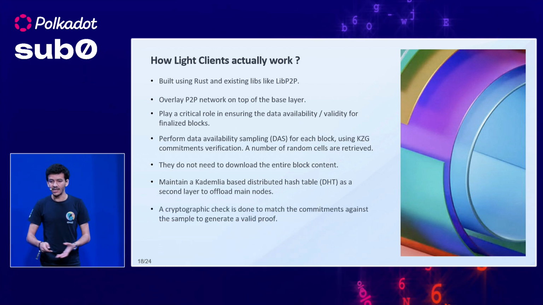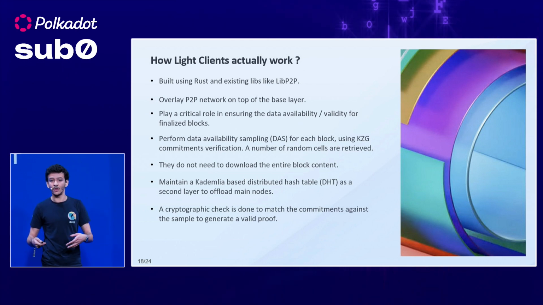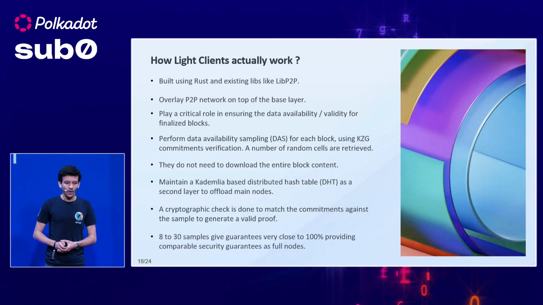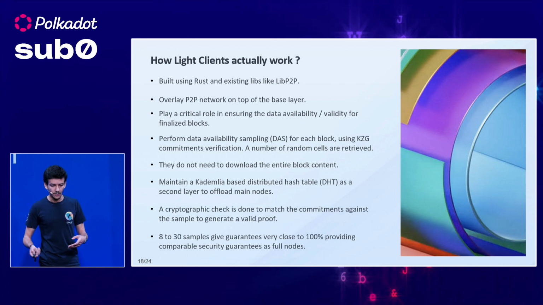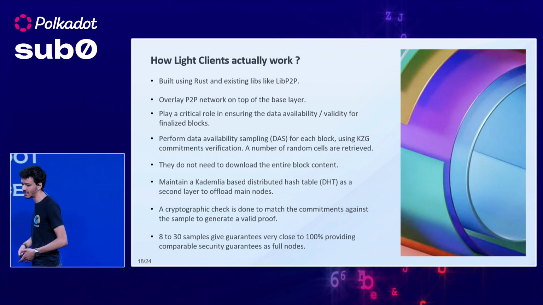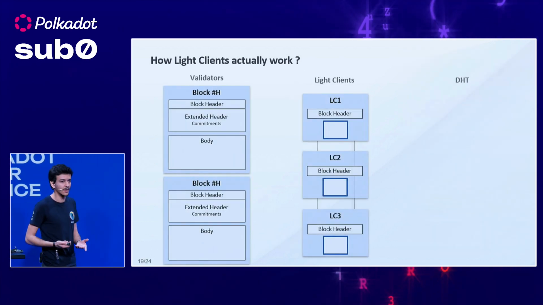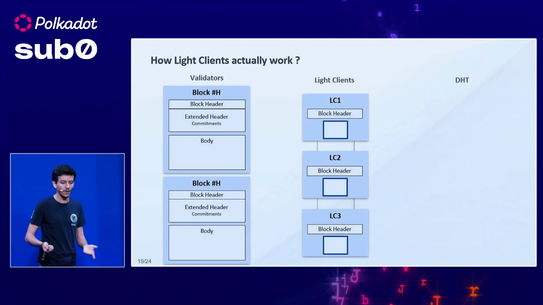The cryptographic check is going to be done to match the commitment against the sample to generate a valid proof. Like I said before, 8 to 30 samples give guarantees very close to 100%, so we can really compare this level of security to full nodes in general. So our light clients are really aimed at data availability, of course.